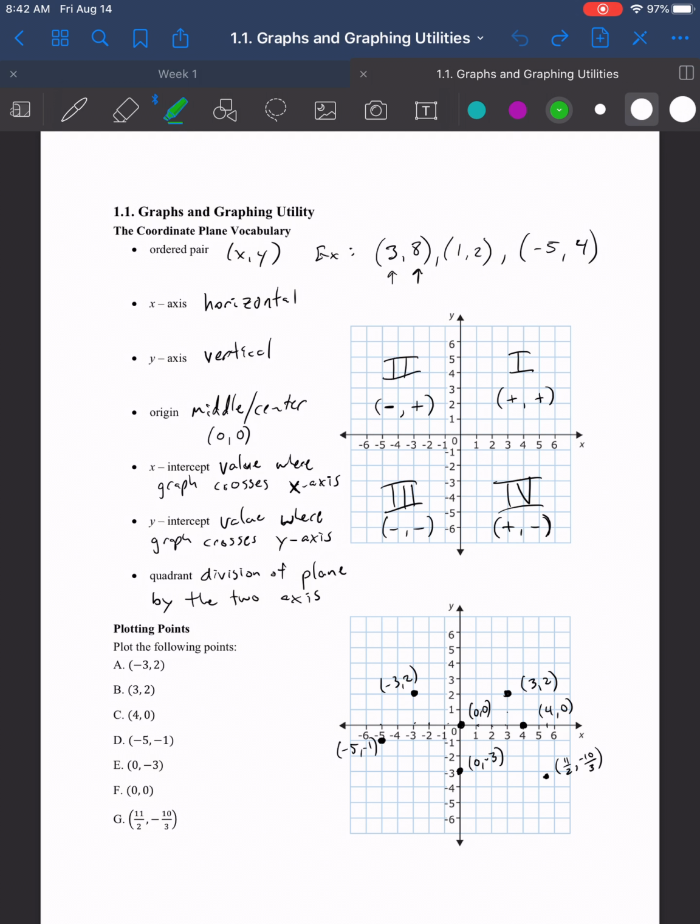The origin is the middle or center, right? It is at 0 on x and 0 on y, so it is actually right there in the center. That is the origin.